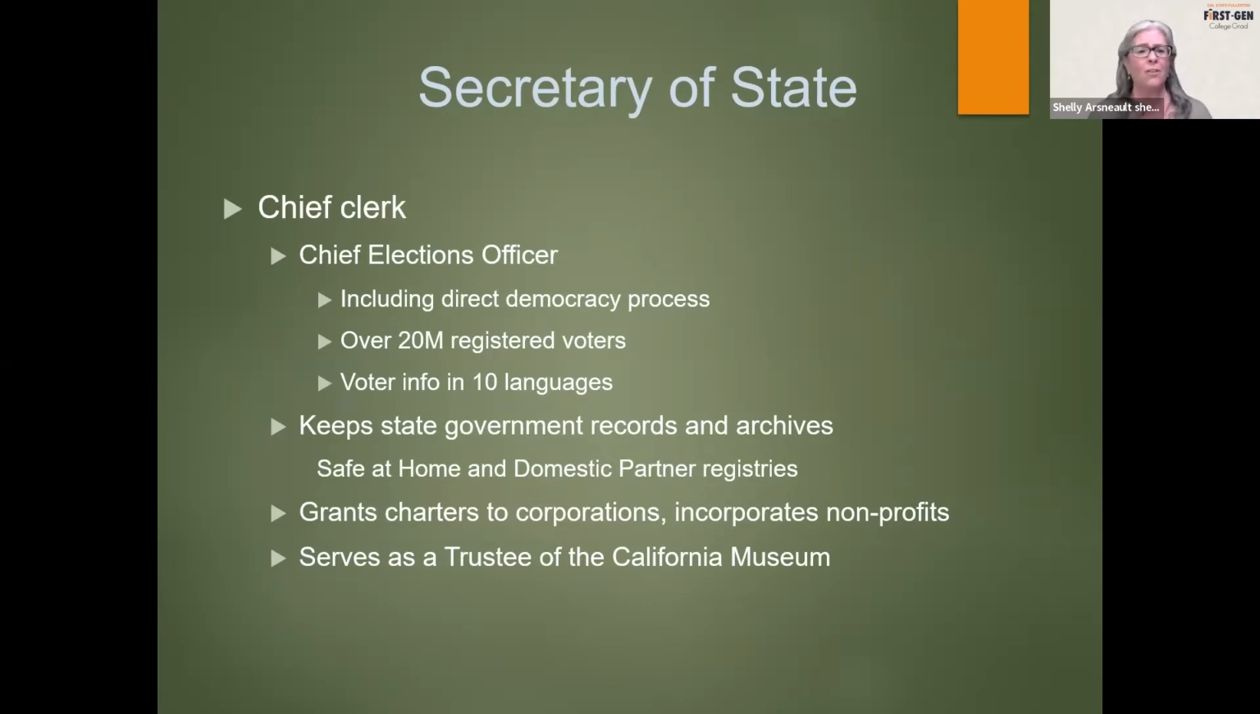And then just another thing I thought is sort of, again, as Bill says, fun fact, the Secretary of State serves as a trustee of the California Museum, again, sort of that major archive of all things state of California.